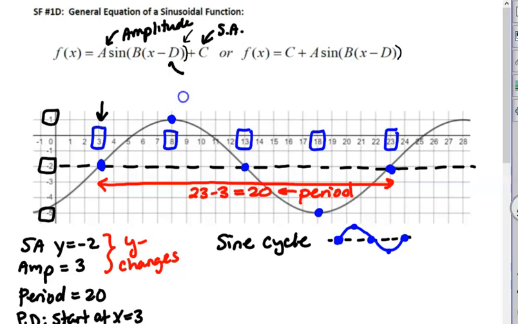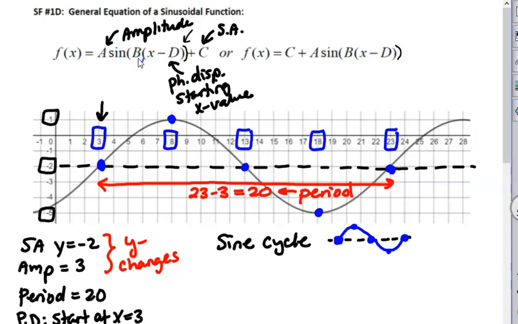D is the phase displacement. Once again, displacement in D is kind of nice. So phase displacement, and that's our starting x value. I like to say that because phase displacement, I think, is not an obvious term. And then B tells us about the period.